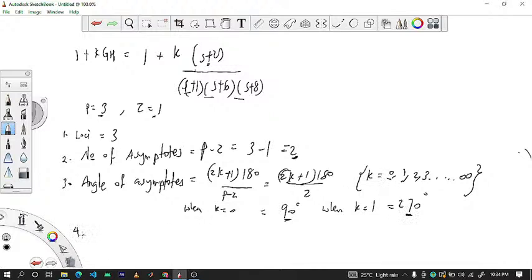Now the fourth step is to find what we call the centroid. The centroid is where the asymptotes will span out from. How do you find the centroid? You sum the poles minus the sum of the zeros and divide by the number of asymptotes, b minus d.